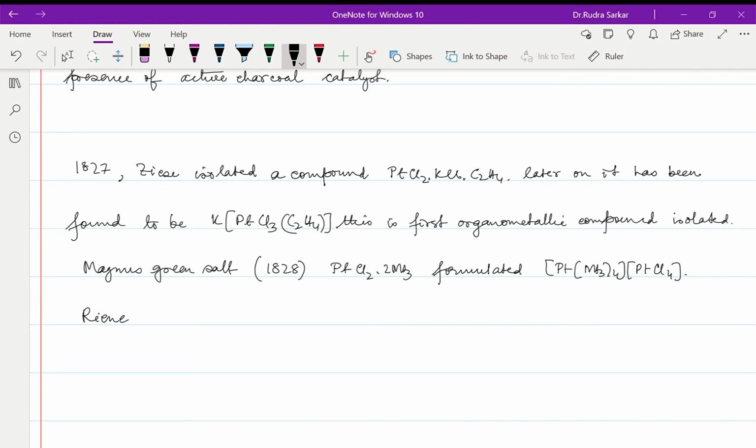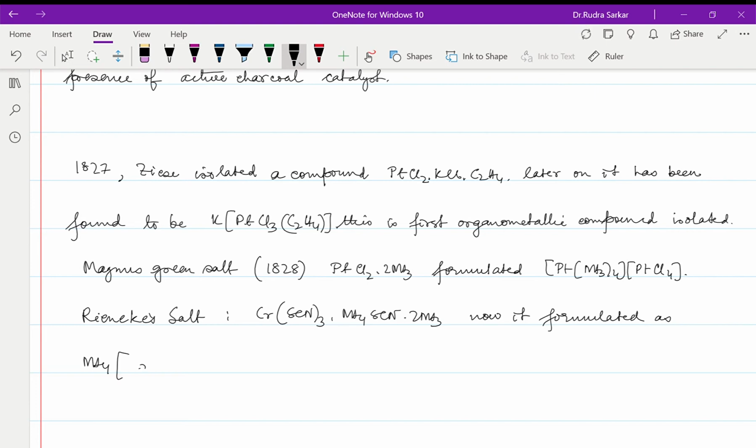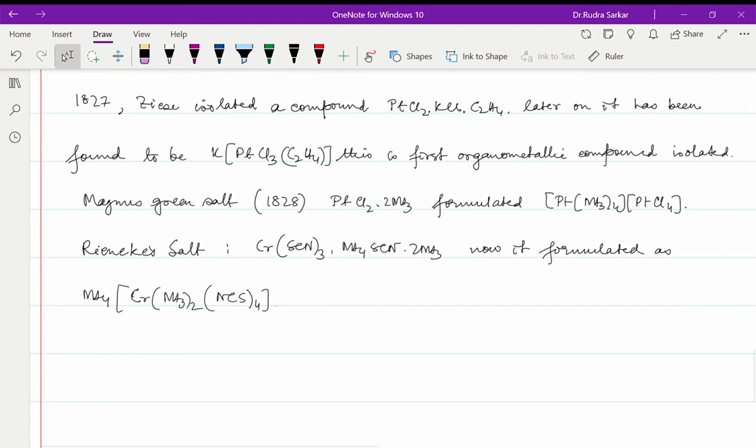Another one was this salt. Again it is written something like Cr(SCN)3.NH4SCN.2NH3, and now it is formulated as NH4[Cr(NH3)2(NCS)4]. So you can see that there is a change in the trend.